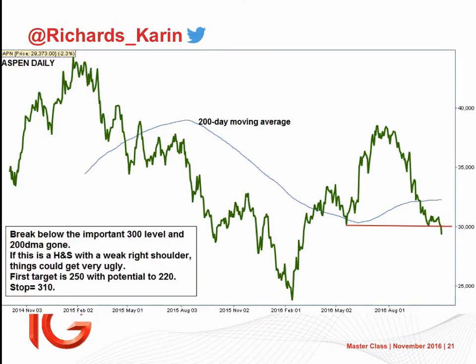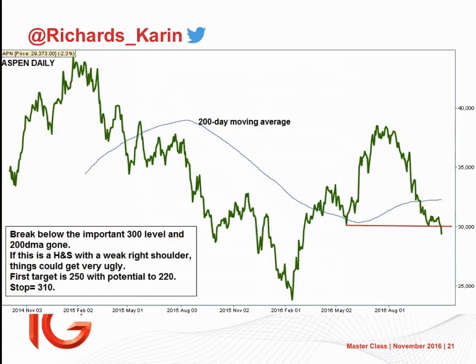Make no mistake, 300 is a big number in the life of Aspen investors and traders. Firstly, it's a round number, right? And I know it sounds crazy, but you're going to remember 300 a lot better than you're going to remember 348 rand and 12 cents, because 300 is just easier to remember. You're going to remember when Aspen went through 300 the first time and how thrillingly exciting that was.